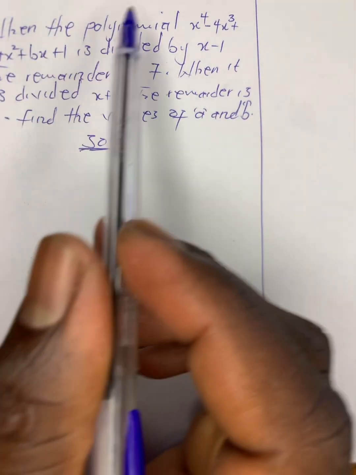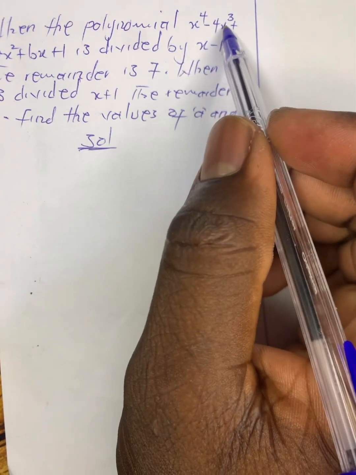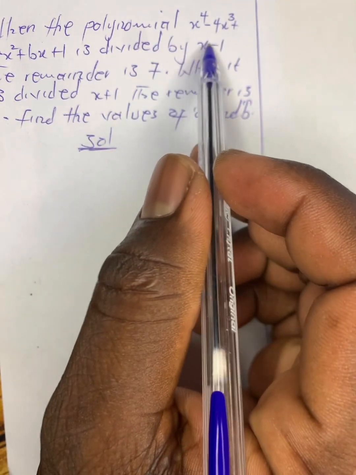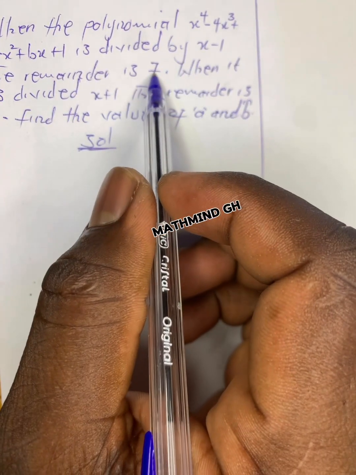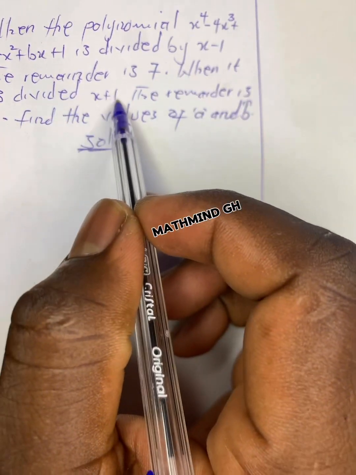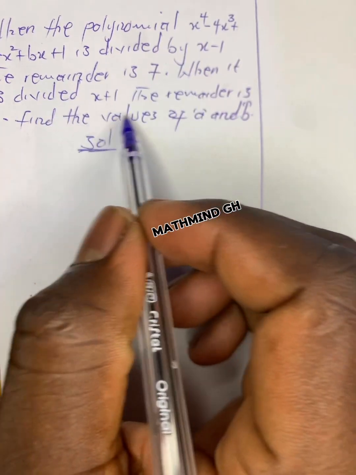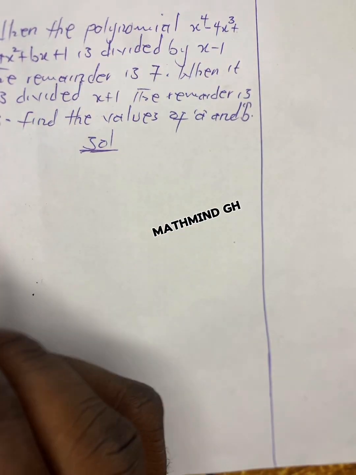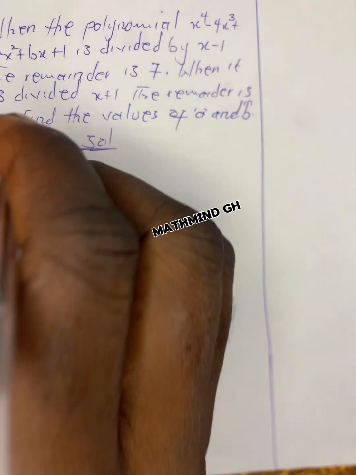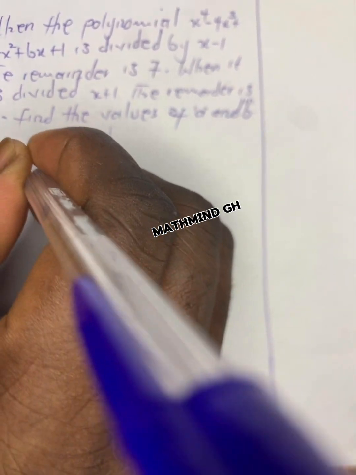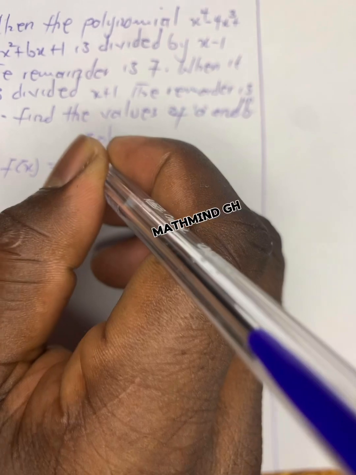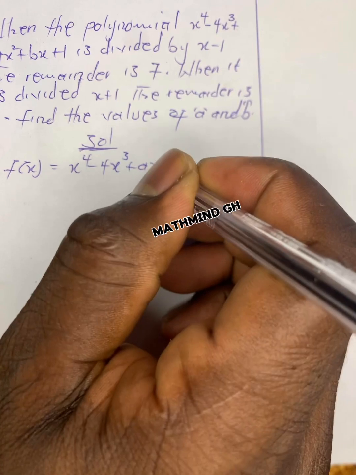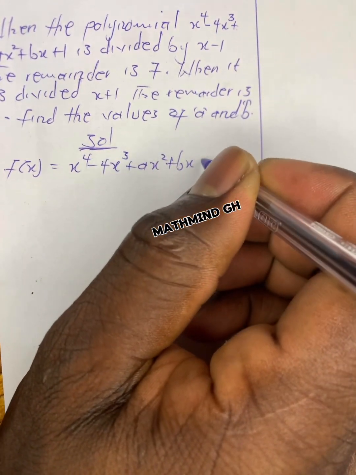Solve this question. When the polynomial x^4 - 4x^3 + ax^2 + bx + 1 is divided by x - 1, the remainder is 7. When it is divided by x + 1, the remainder is 3. Find the values of a and b in the polynomial. So we let this polynomial be equal to a function f(x) = x^4 - 4x^3 + ax^2 + bx + 1.